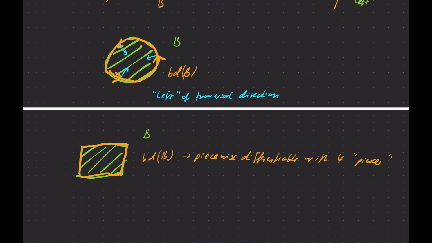And again, we need to pay attention to the direction of traversal. We want B to be on the left of those curves, so the direction of traversal needs to be chosen in this way here. Yeah, such that, again, B is on the left.